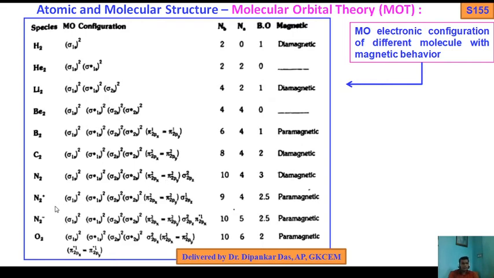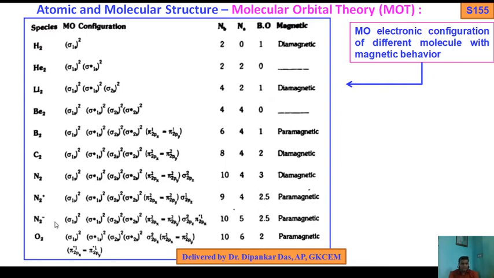Now in case of N2 plus, it loses an electron from the bonding sigma 2pz. So it possesses 1 unpaired electron, and it is paramagnetic. If an electron goes out from a bonding MO, then the bond order decreases. If it goes out from an antibonding MO, then the bond order increases. So here the bond order decreases from 3 to 2.5, and it is also paramagnetic. Why? Because it possesses 1 unpaired electron.